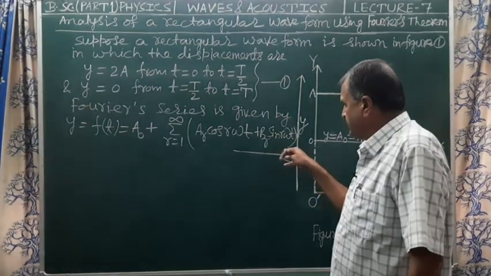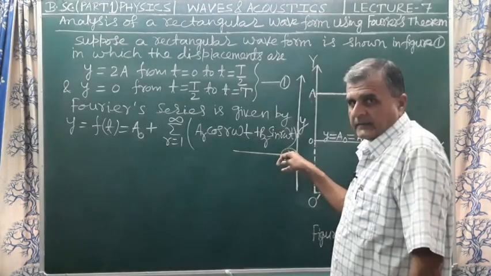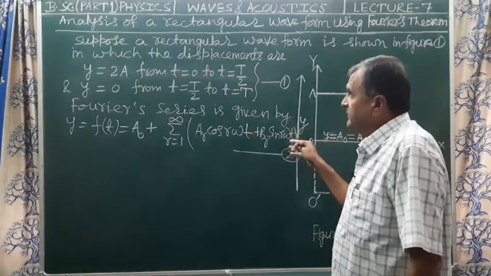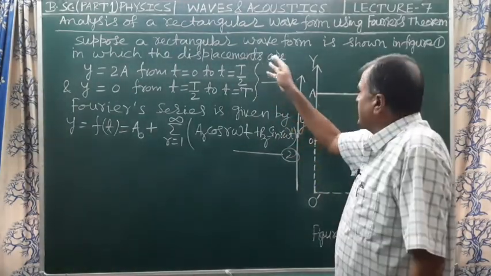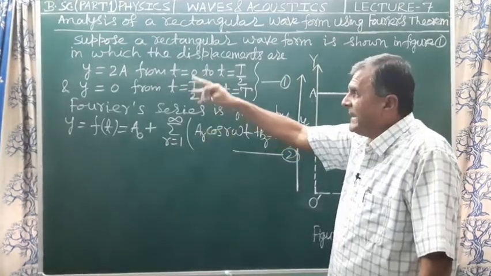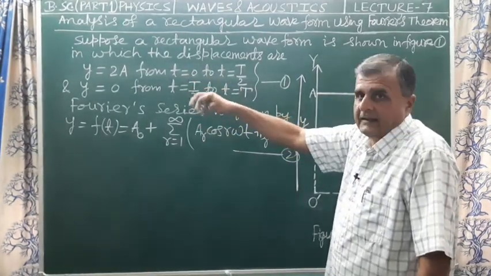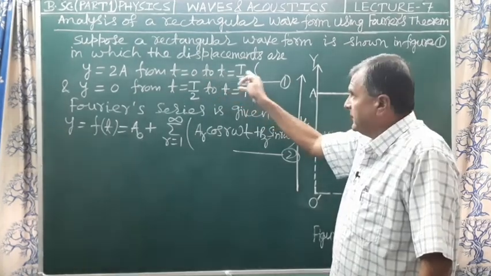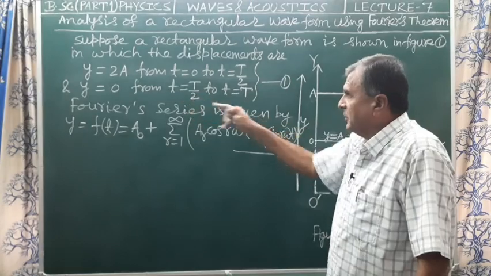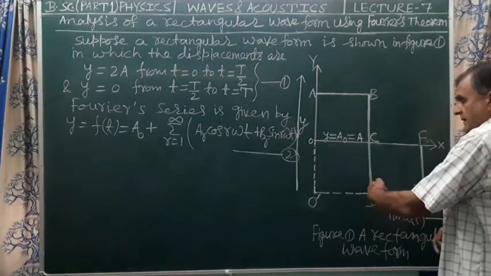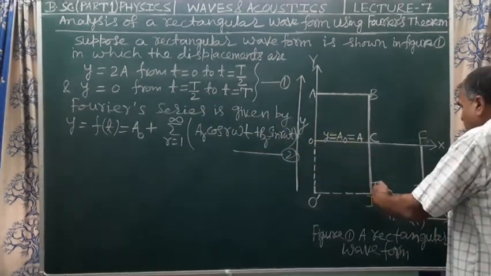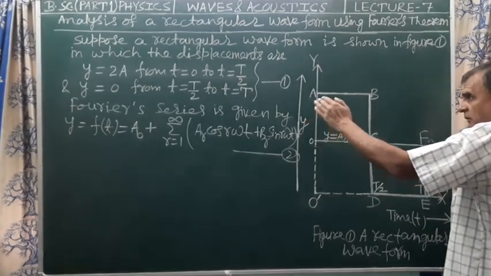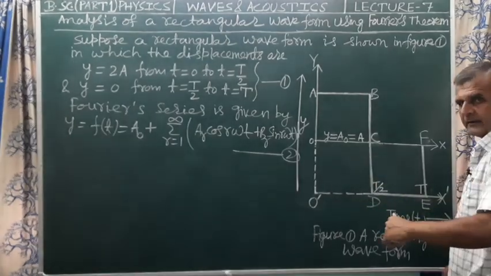With the help of this equation 2, that is the Fourier series, we have to obtain the Fourier series for the given rectangular waveform whose displacement is given by y equals 2 capital A from time t equal to 0 to t equal to T by 2, and displacement y equal to 0 from t equal to T by 2 to time t equal to capital T, which is the complete time period.